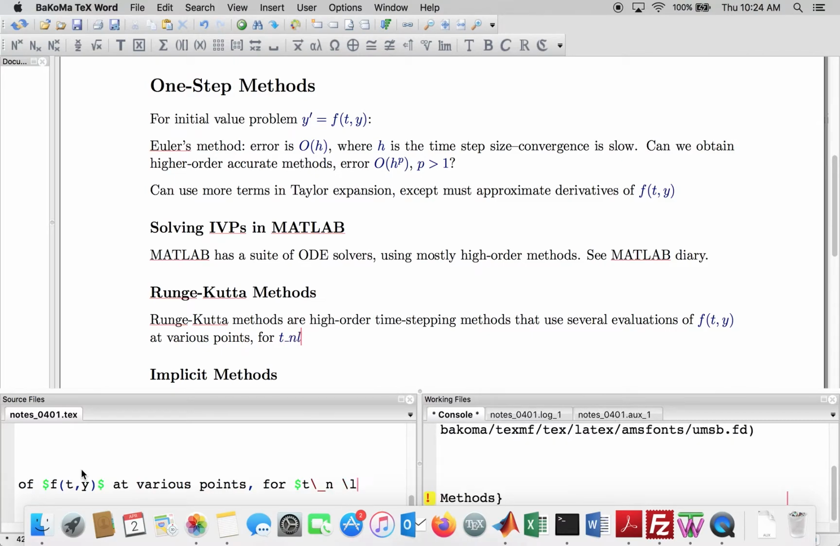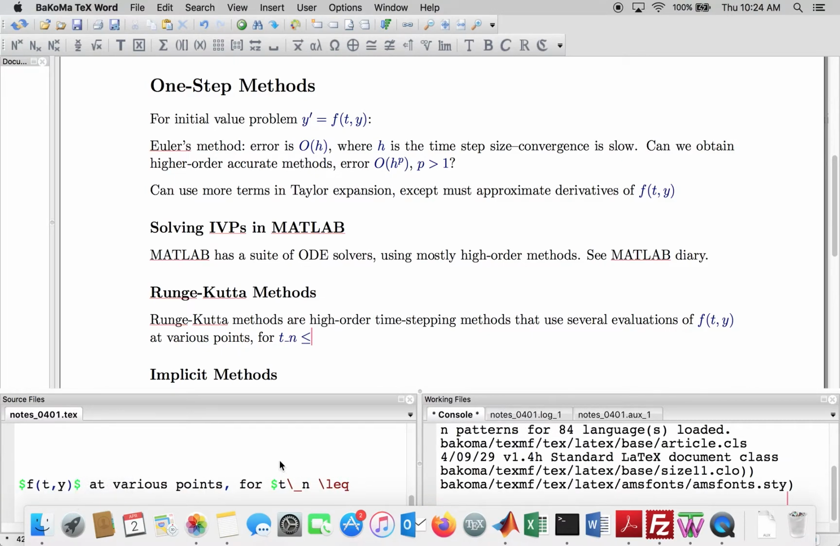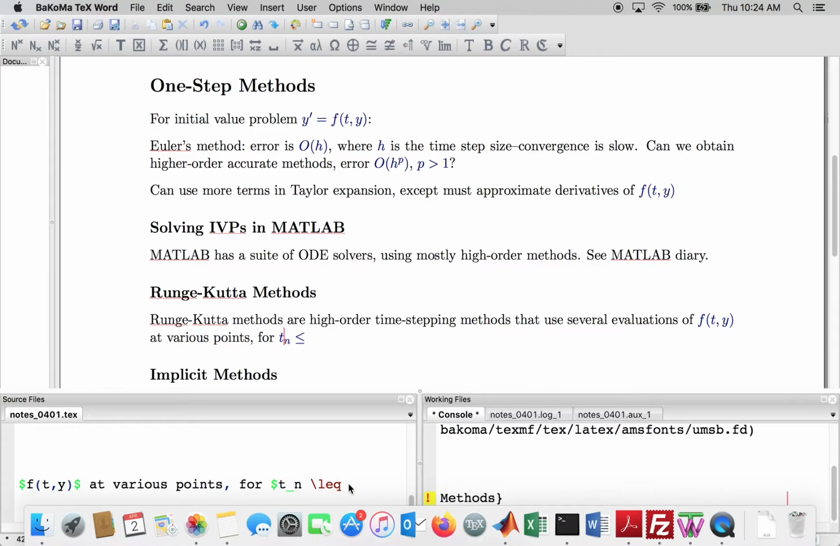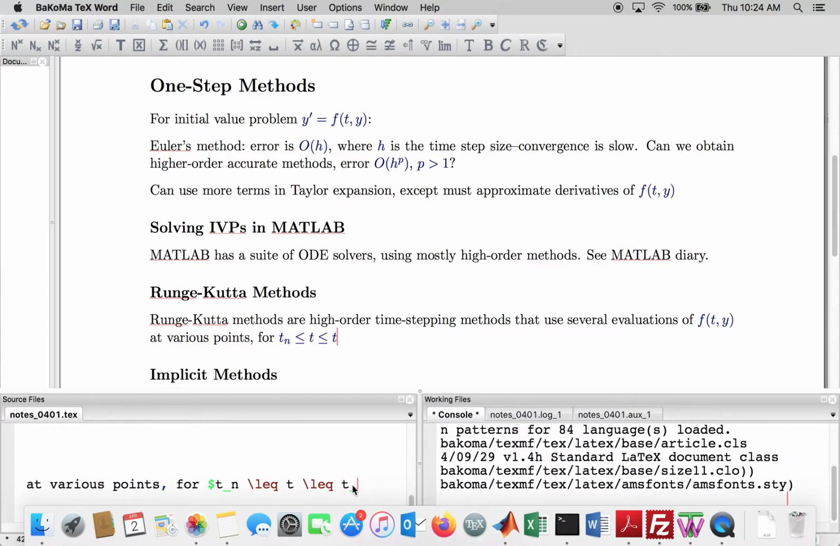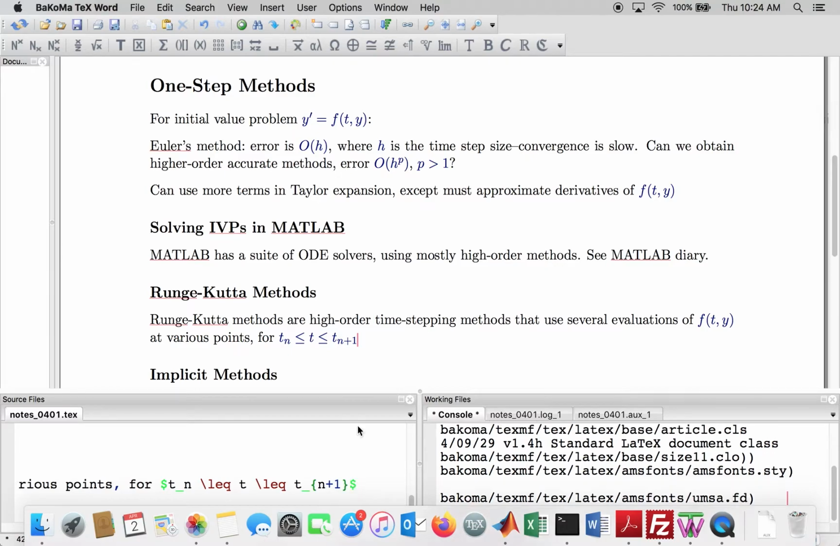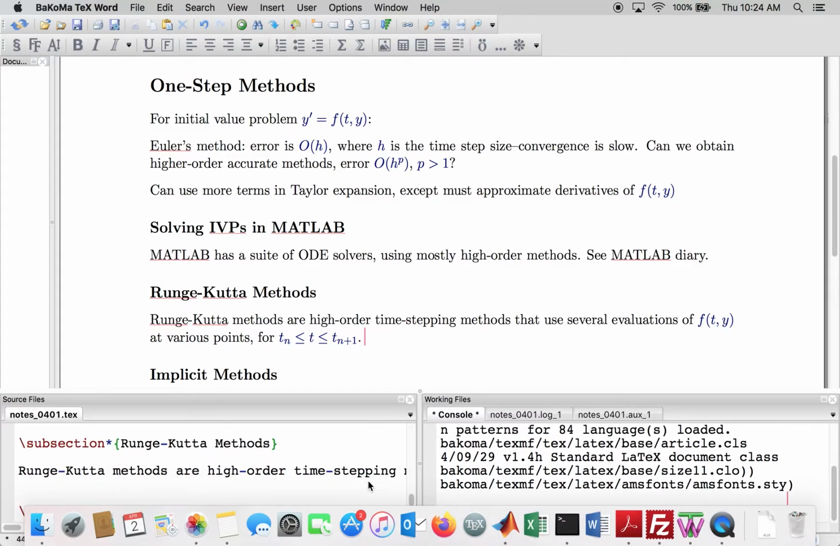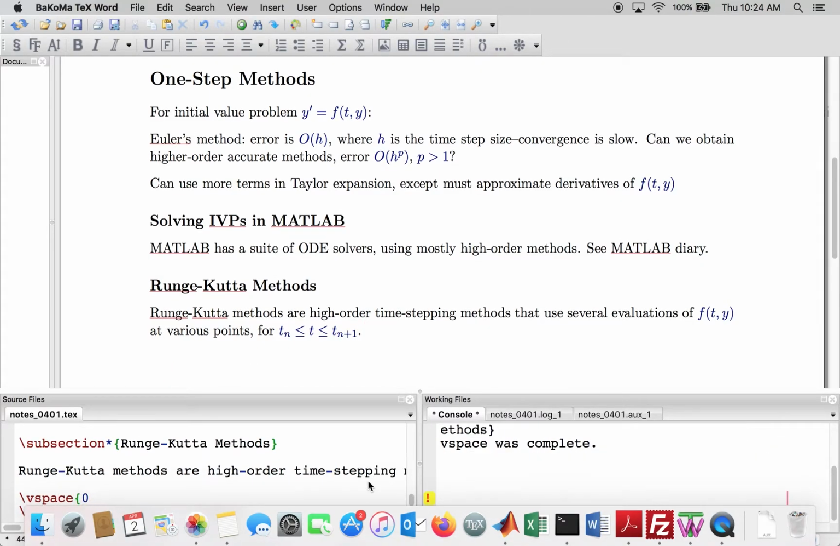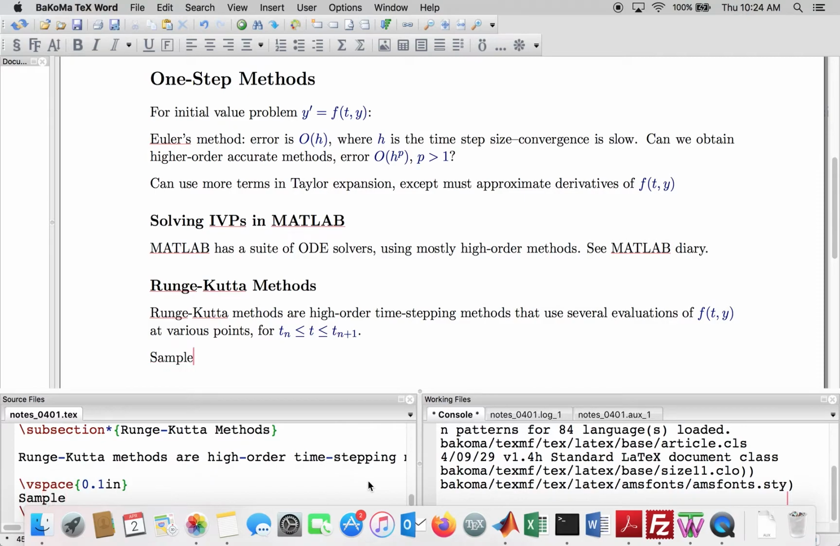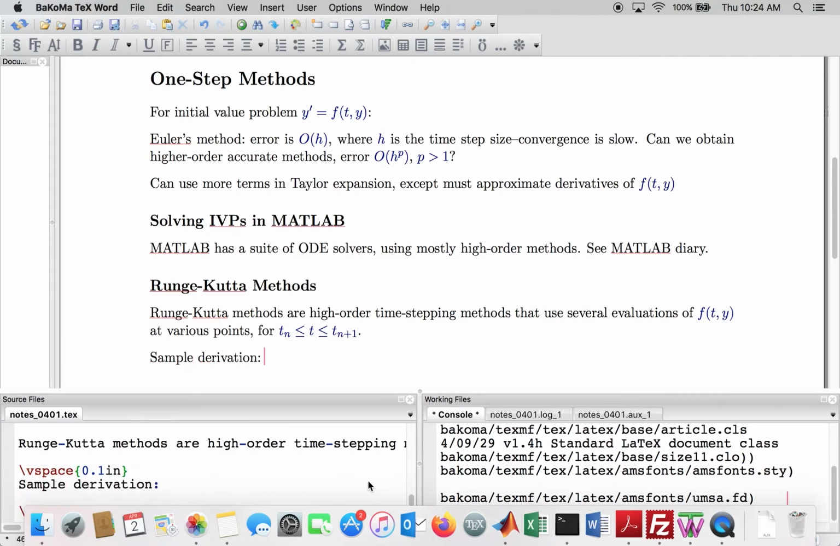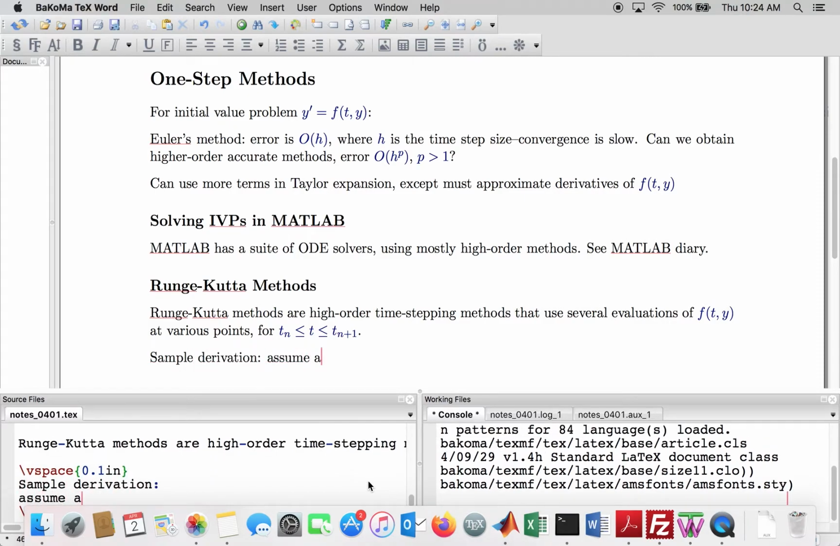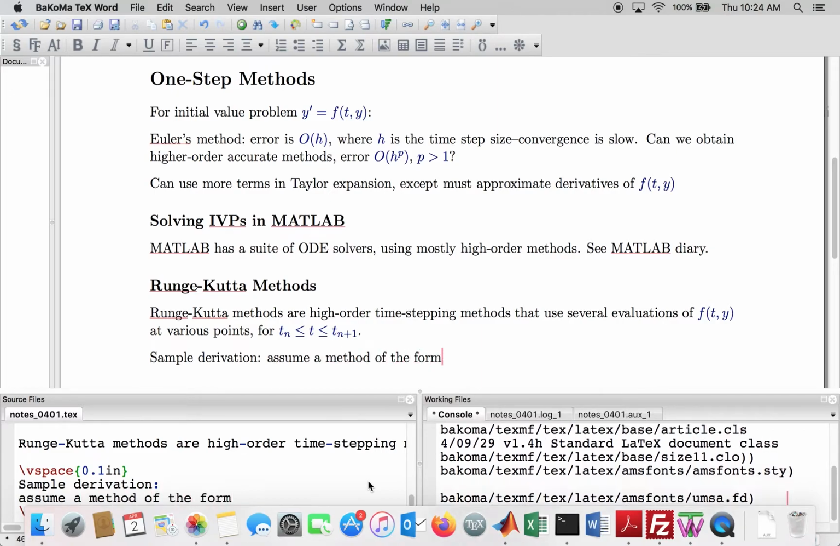And the time values used are in the interval tn to tn plus 1. So we're time stepping from time n to time n plus 1. We'll choose various t values in this interval to plug in here, and appropriate y values also. So to show how such a method is derived, we impose a form on the method.